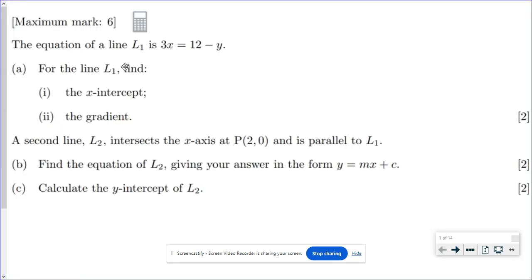Okay, so we'll start off with number one here. At least I hope this is number one. I don't have a copy up there. All right.